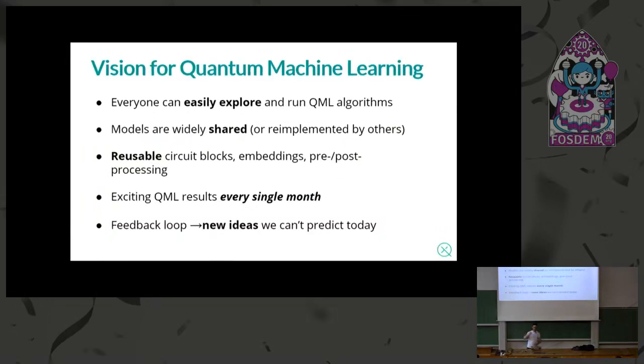So I hope this talk has given you an idea of our vision for quantum machine learning at Xanadu. We want quantum machine learning to be intuitive, accessible, and easily explored, and we want anyone to have the ability to run quantum machine learning algorithms, whether on simulators or on hardware that's available in the cloud. We want quantum machine learning models to be widely shared and re-implemented by others. That's the impetus behind the PennyLane.ai QML collection. Circuits should be reusable, and embeddings and pre- and post-processing should be easy. We want that to be something that you don't have to think about.